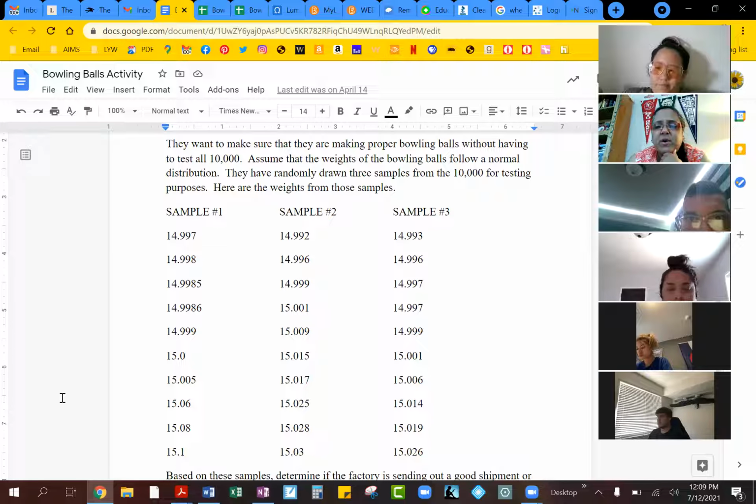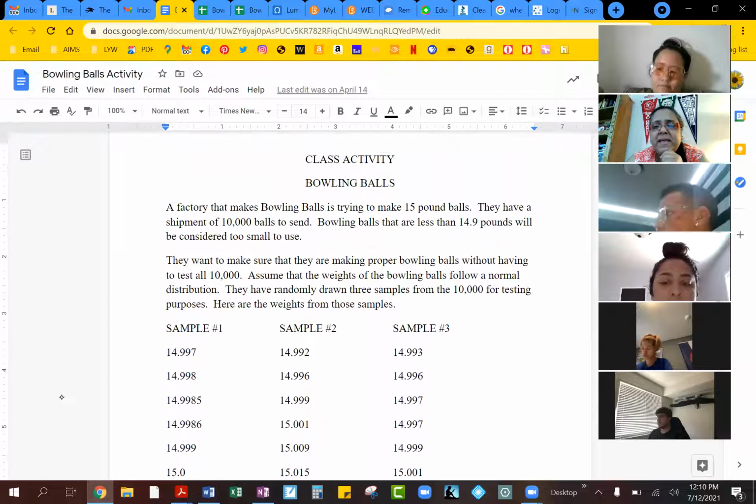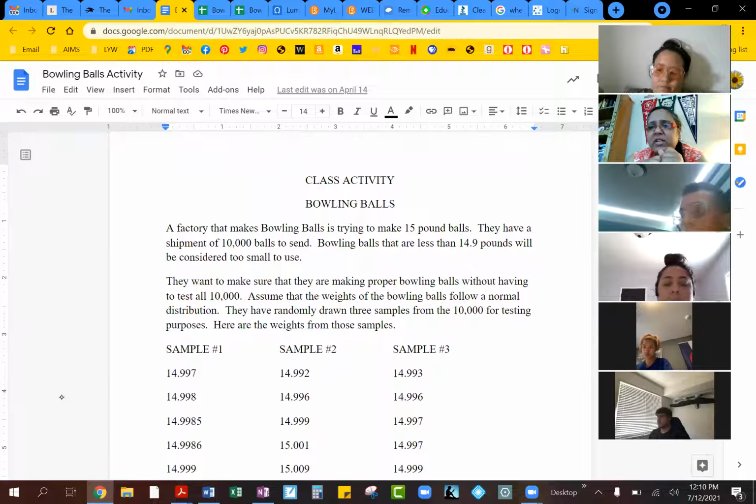Also, the first thing I want you to think about, as you can see in this example, is that they're not really telling us what the mean and standard deviation is, but they've given us enough information that we should be able to come up with that on our own.